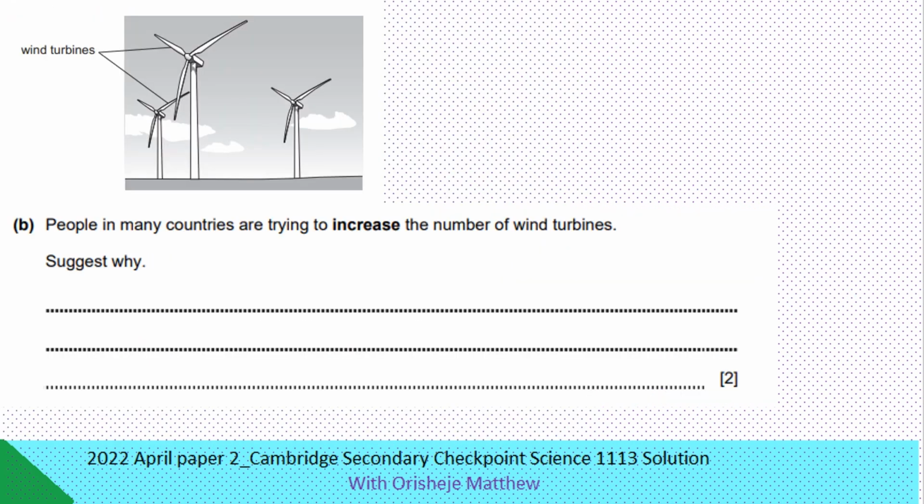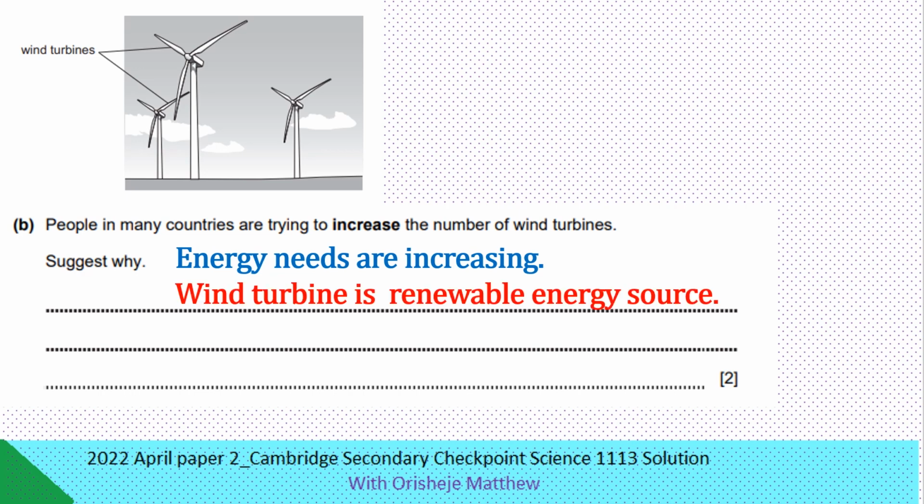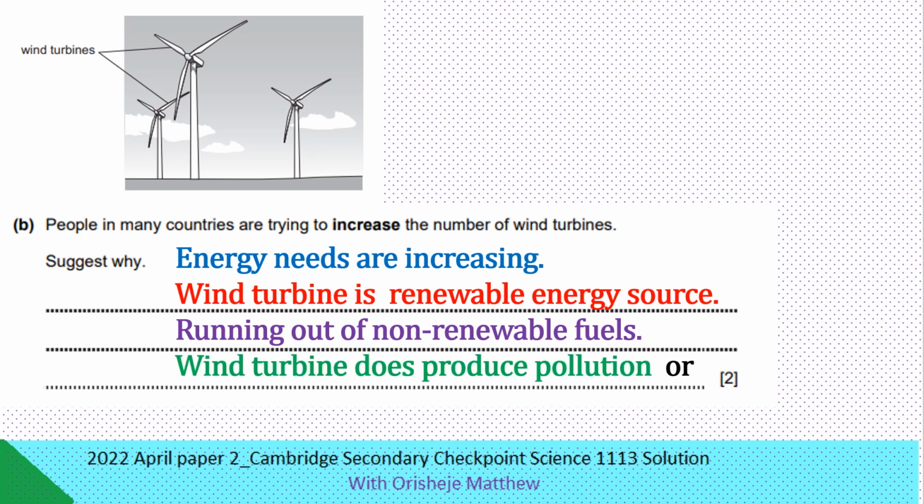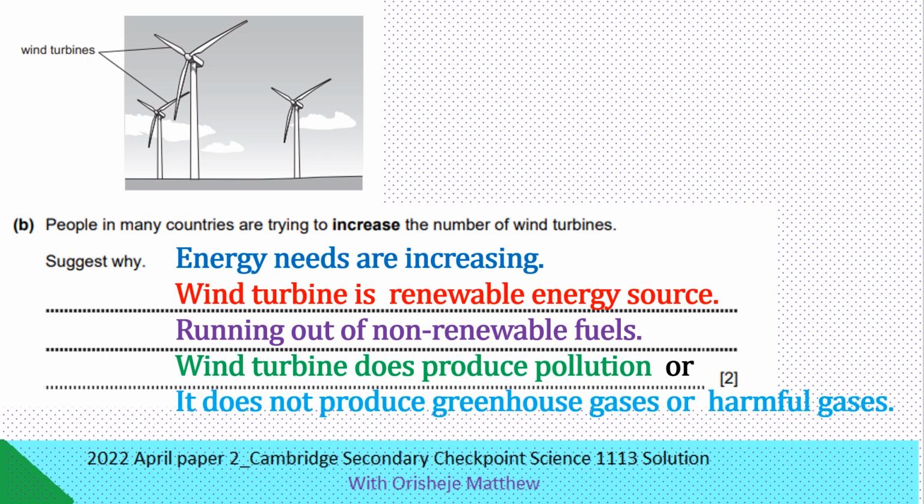People in many countries are trying to increase the number of wind turbines, so guess why? Energy needs are increasing. Wind turbine is renewable energy source. Running out of non-renewable fuel. Wind turbine does not produce pollution. It does not produce greenhouse gases or harmful gases. Wind turbine is cheap to use. It's not expensive.